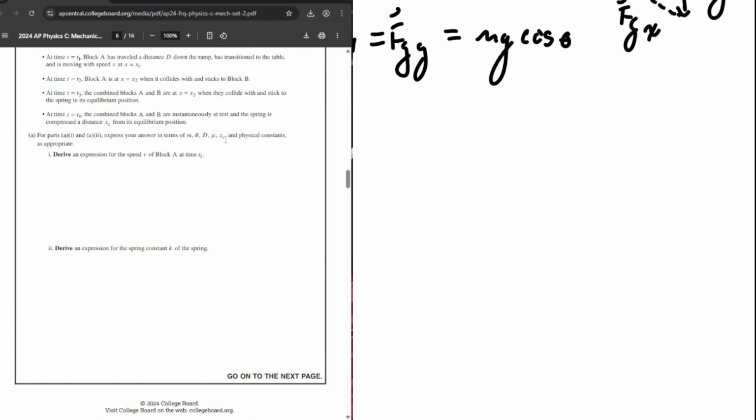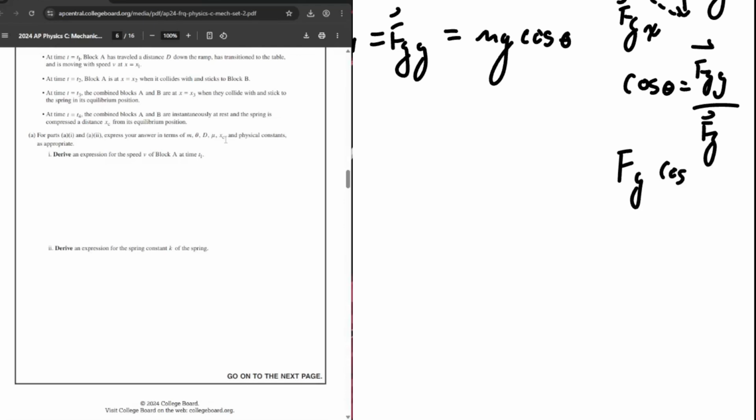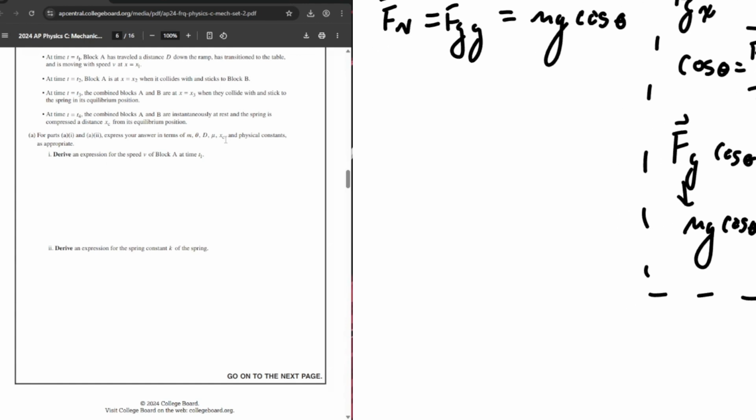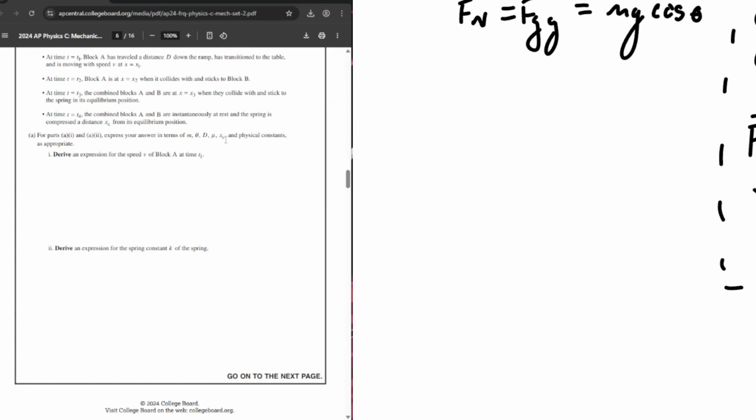So now let's think. How do we get FGY from FG? Adjacent and hypotenuse: cos theta gives me adjacent, which is FGY, over hypotenuse, which is FG. Great. FG cos theta equals FGY. MG cos theta equals FGY because FG is MG. Done. That was a little quick. I can go through it more if anyone would like, but yeah, just let me know.